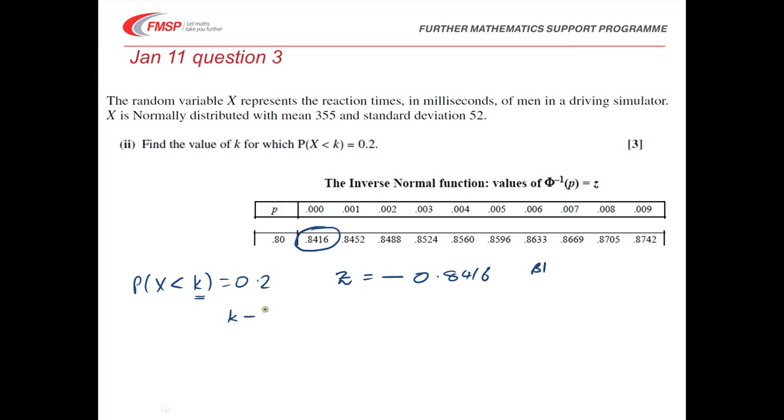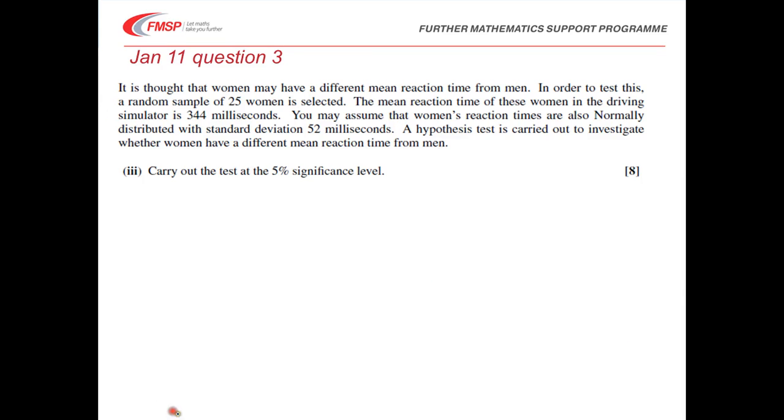So k minus 355 over 52 should equal that z value. For that, you're going to get another method mark in this case. If we tidy all of that up, rearrange and solve it, we're going to get 311.2, and of course that's your final accuracy mark for this. That's quite a nice way of tackling these questions.